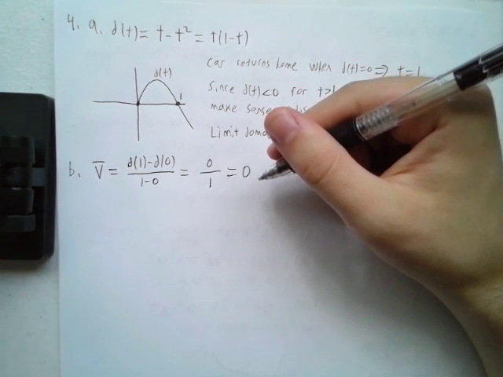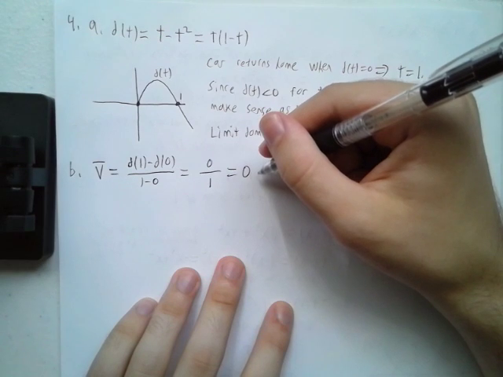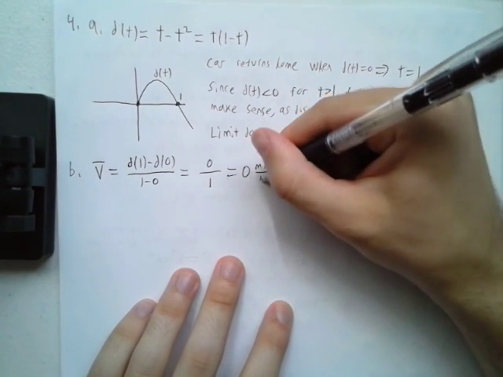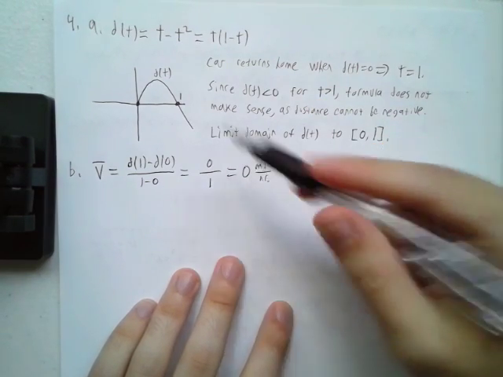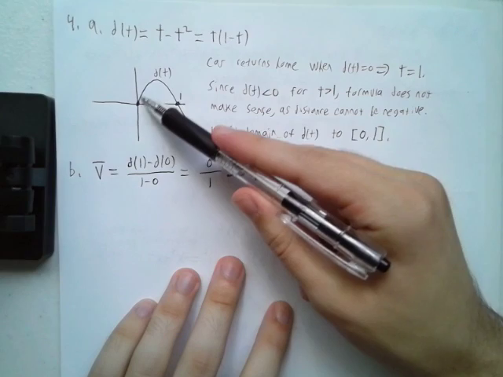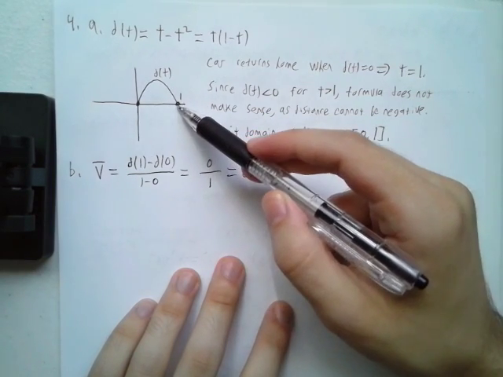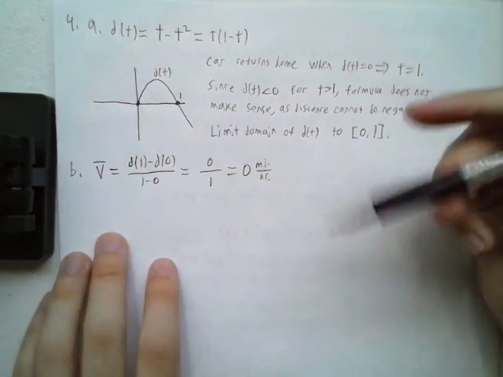And we should include our units on this. So the distance was measured in miles, and the time was measured in hours, so it's 0 miles per hour. And this is the average velocity. Of course, the car was moving inside this interval, but for the full duration of the trip, since it ended up back where it started, the average velocity is 0.